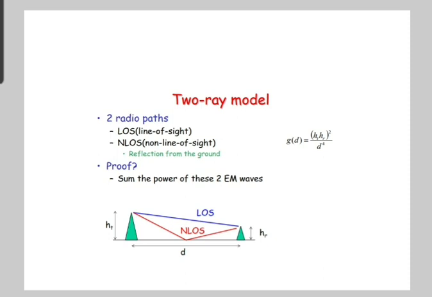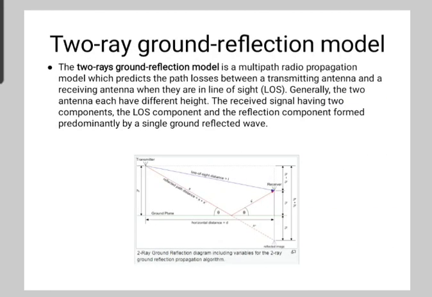Now, if we consider the line of sight path between the transmitter and receiver, then the expression for the received power becomes complicated if the effect of reflections from the earth surface has to be incorporated in the modeling. So, in addition to the line of sight path, a single reflected path is added in the two-ray ground reflection model, which is already shown in the previous diagram.